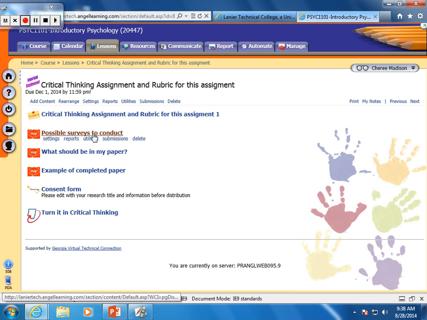These are possible surveys. It does not mean you have to do the surveys here. These are just suggestions if you are not aware of what you want to do your survey on. Okay, but it's not mandated that you use the surveys in that folder.